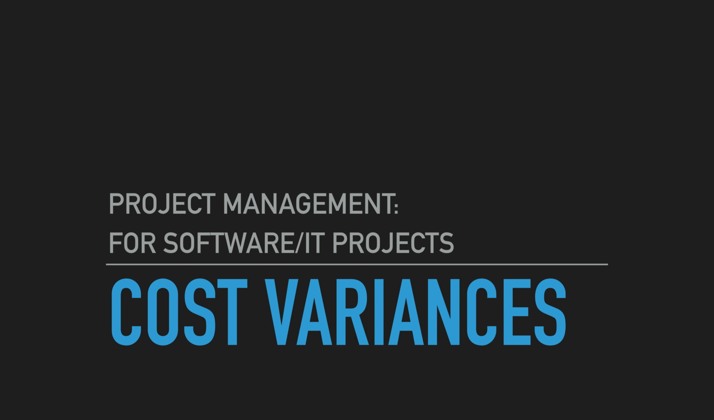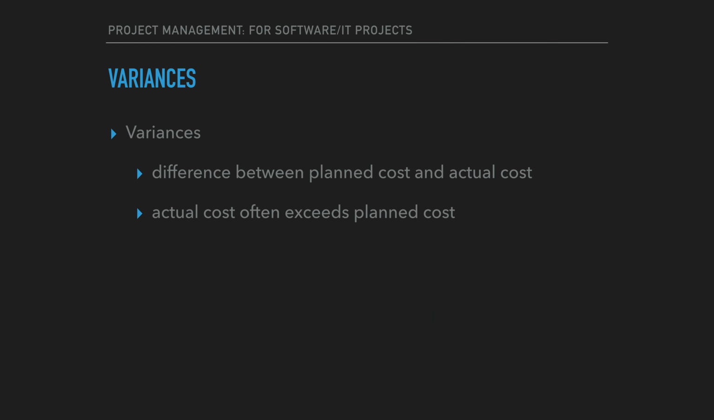When one thinks about the cost of a project, it is not immediately obvious to think about the idea of variances. Variances represent the difference between the cost that is planned for a project and the actual cost that the project will incur as it is executed. Oftentimes, as the project is executed, the actual cost ends up exceeding the planned cost, and this difference occurs as variances are created.